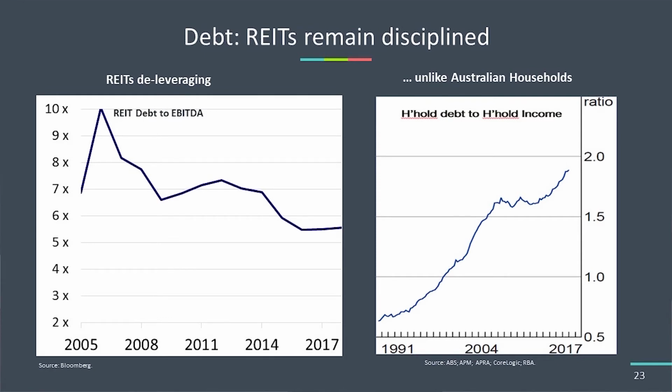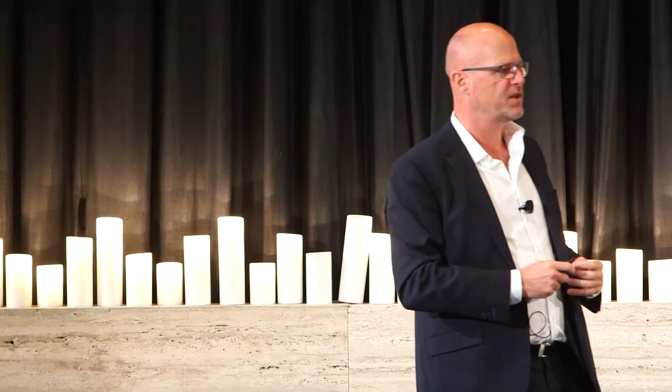Now, if you think back, private equity, private real estate funds typically leverage 40 to 70%. The REITs are at 30% or less. They've been pushing out their debt maturities. They've been hedging their debt. Their dividends are covered from cash flow. So they're actually in a very strong financial position. And again, I just put that up there to highlight how the Australian household has actually been continuing to leverage up.